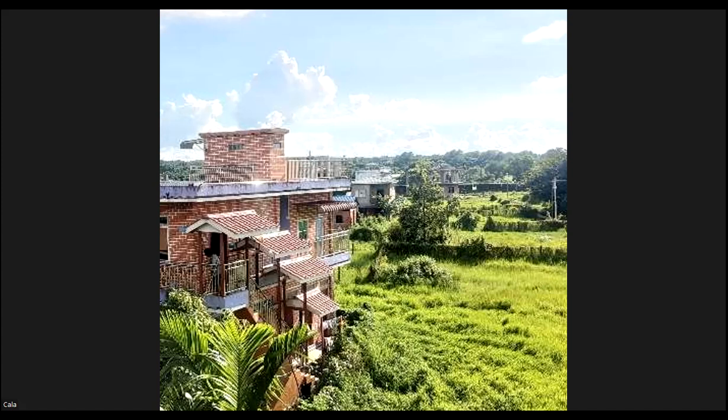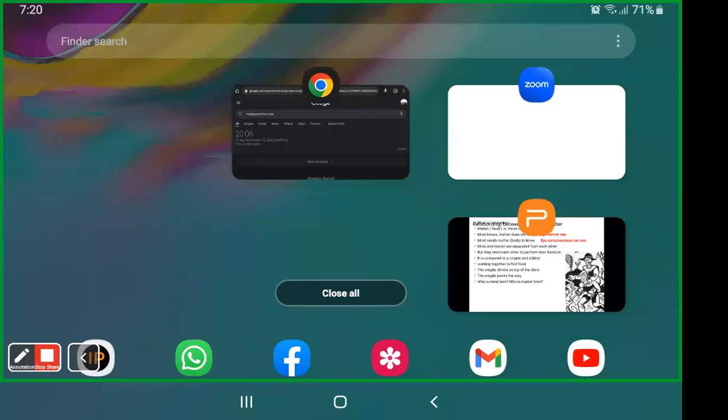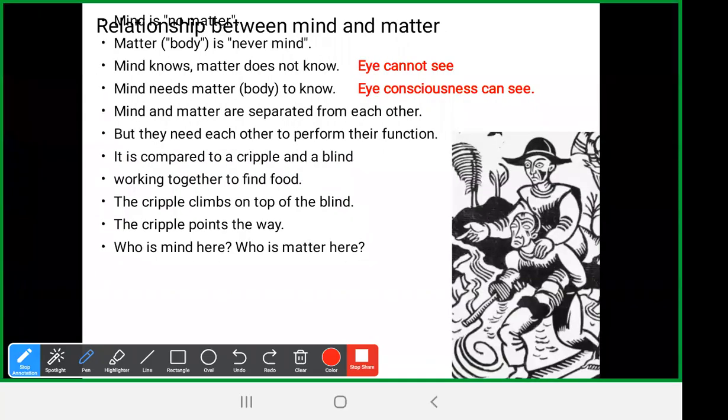So at this point, do you know who is the mind and who is the matter? Now we can look at this according to this diagram. One is blind and one is cripple. So who is the mind here? Who is the matter here? So Jay, what do you think? Have you heard about this image?